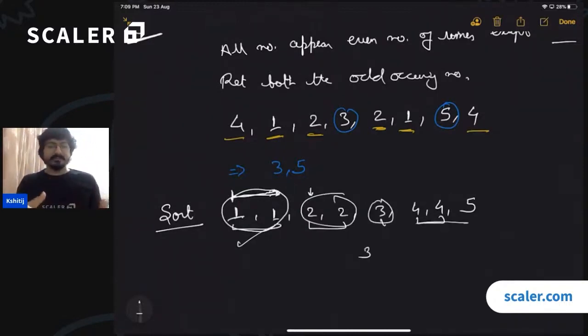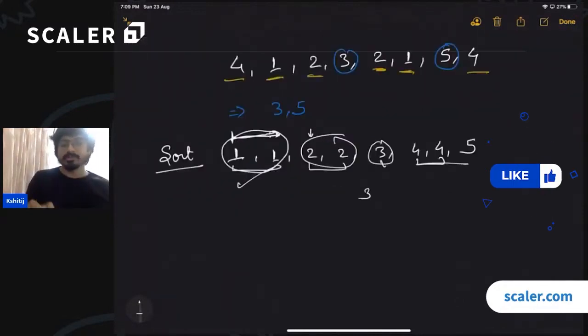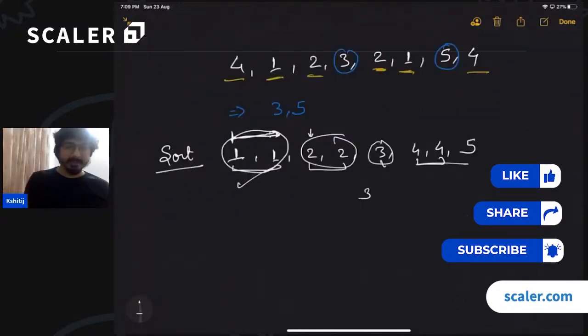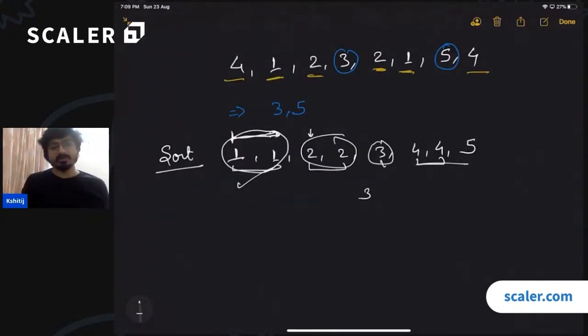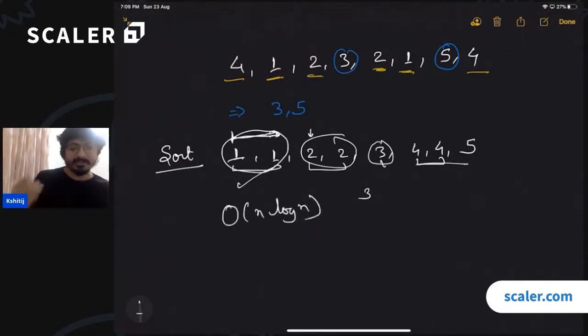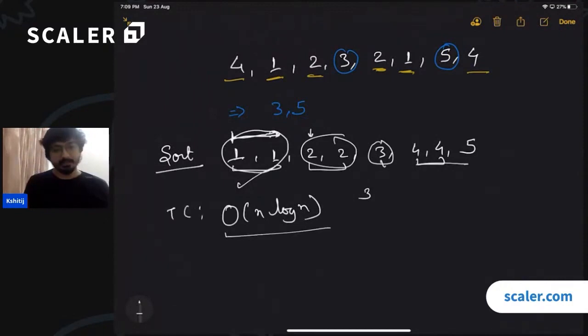If you do this, what is going to be the time complexity? If you sort the array and then count the occurrences of each and every element, the most optimized sorting algorithms that we have studied are quick sort or merge sort, right? Both of them run in order n log n in the best case. So if you are sorting these numbers and then finding the answer, the time complexity is going to be order n log n.